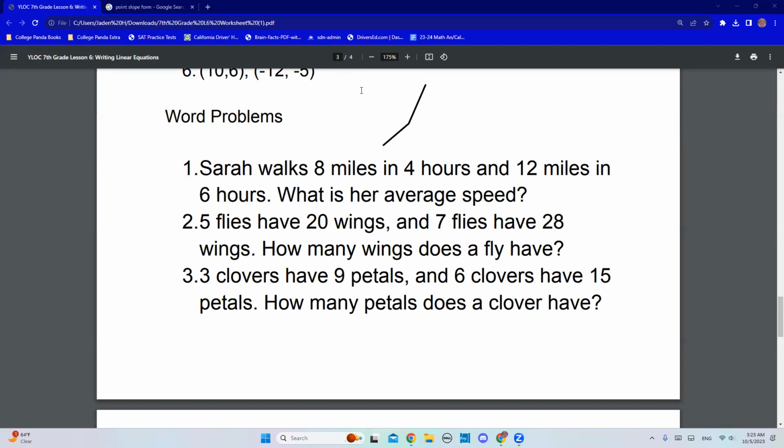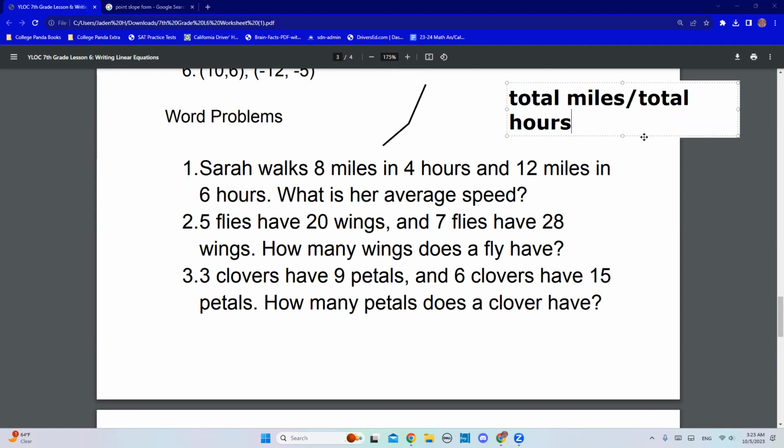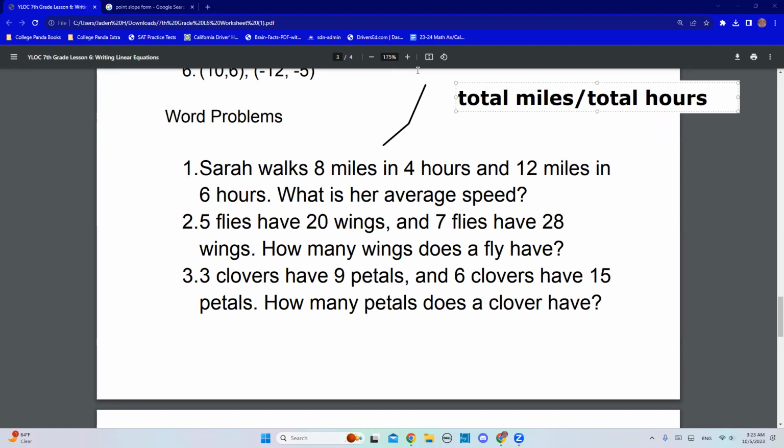So in order to find her average speed, we need to first calculate total miles over total hours. So let's add up how many miles she walked. Well, she walked 20 miles. And in the hours, it took her 10 hours. So her average speed will be 2 miles per hour.